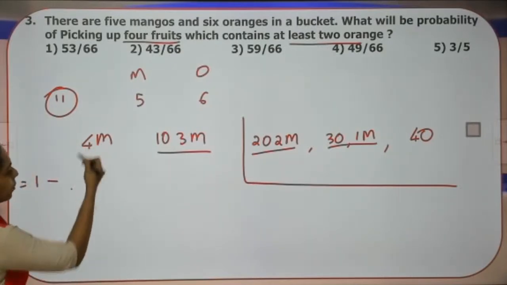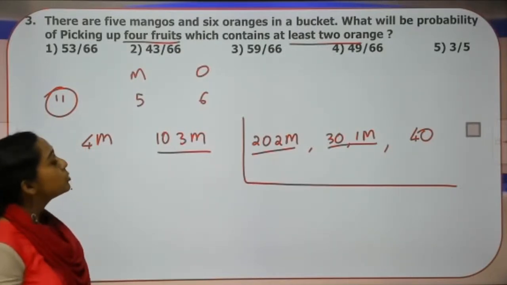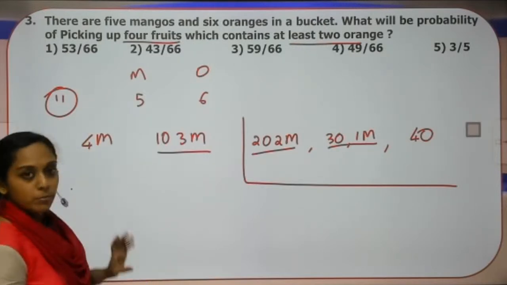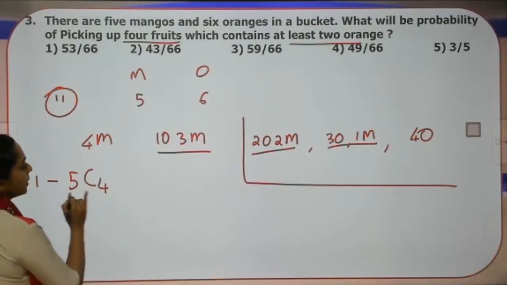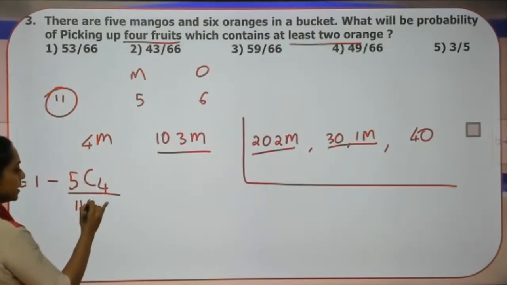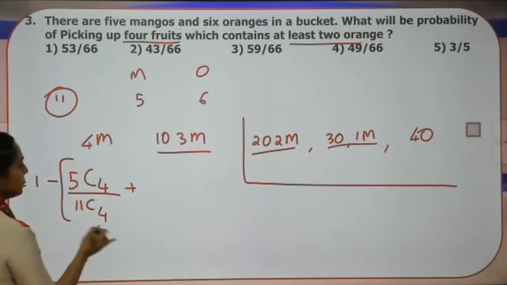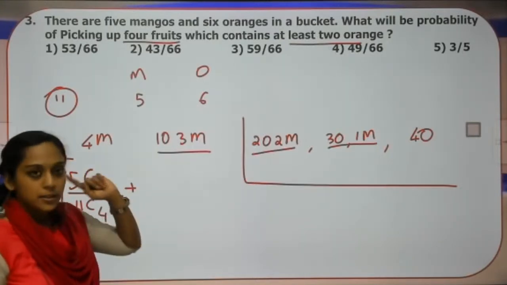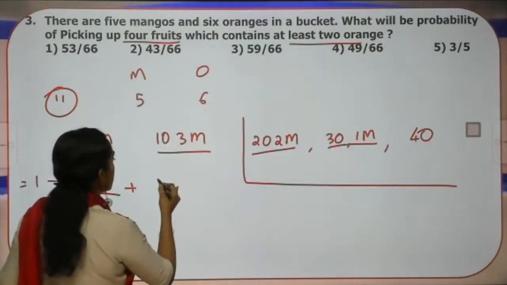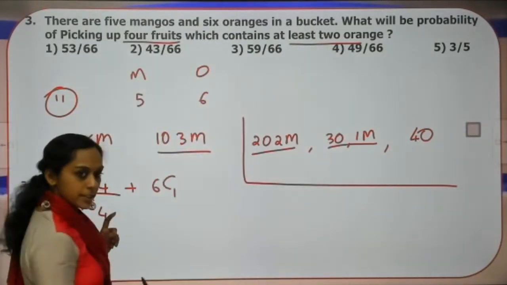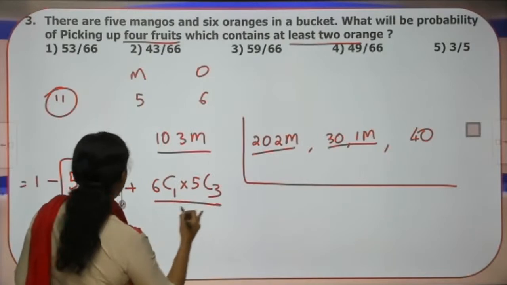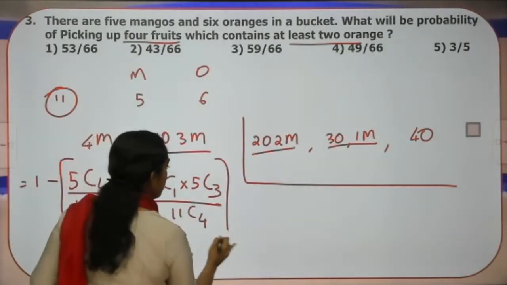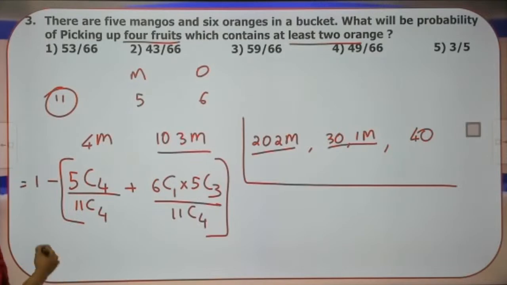So 1 minus, what is the value for 4 mangoes? That means I am choosing only the 4 fruits from 5 mangoes. So that is 5C4, which is 5, divided by the total of 11 fruits, so that is 11C4, plus next 1 orange and 3 mangoes. 1 orange, that is from 6, I am choosing 1 orange, so that is 6 itself, into 3 mangoes means 5C3, divided by total 11C4. Simplify this, you will get the answer.